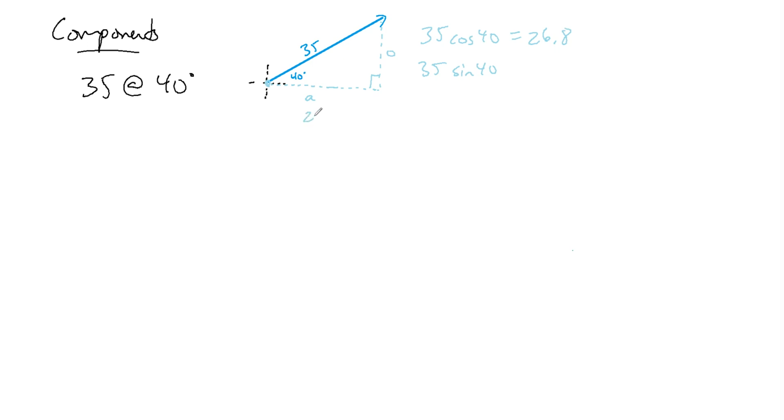So this side over here is 26.8 long. And if I do 35 sine 40, then I've got around 22.5. So this side right here is 22.5. And this is basic trig. That's all this is. So in terms of components, this would be my x component, that would be my y component. There's my x component right there, there's my y component right there. It's going 26.8 sideways, it's going 22.5 up.